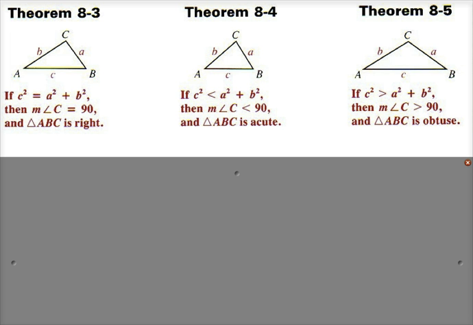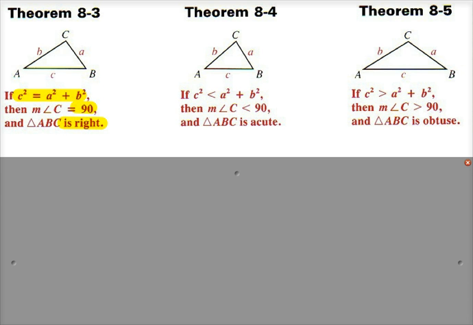Okay. Here are the next three theorems. Here's what it's pretty much saying. If you try the Pythagorean theorem and everything works out, you have a 90-degree angle and you get yourself a right triangle, which makes perfect sense.